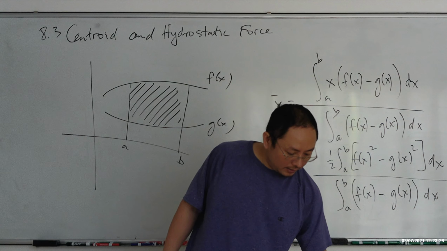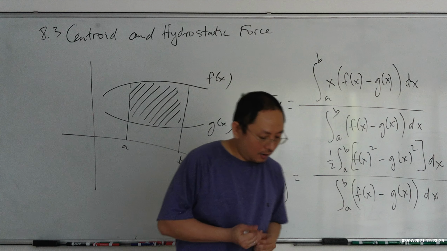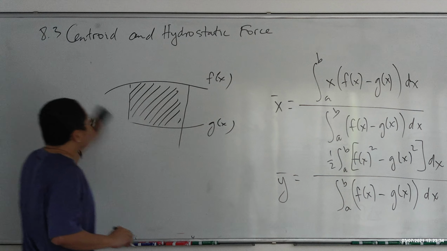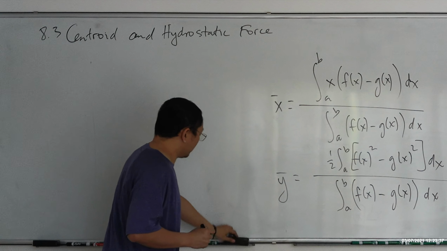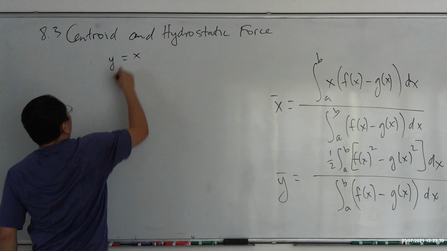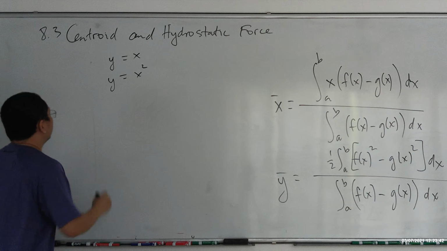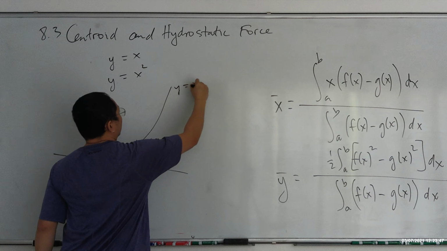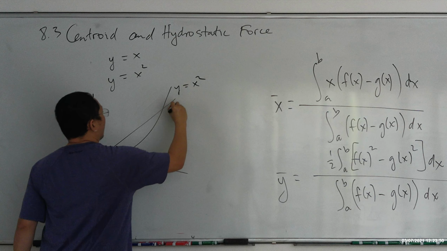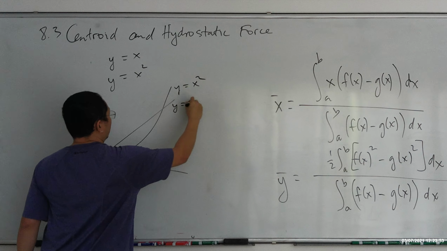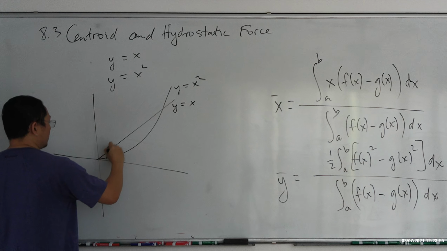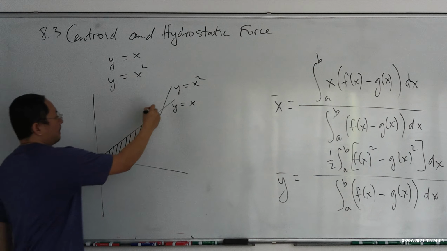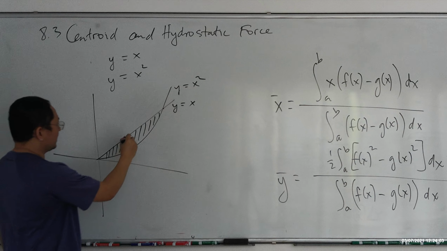All right, let me give an example and I will show you how to calculate. Let me choose an easy example. I have two curves, y equals x and y equals x squared. Let me show you the graph of this. This is y equals x squared, a parabola. This is y equals x. And I want to calculate the centroid of this region right here. So I guess it's somewhere right there.